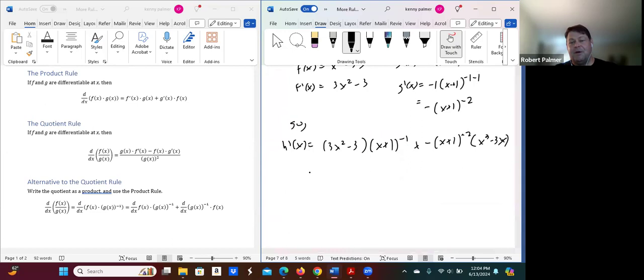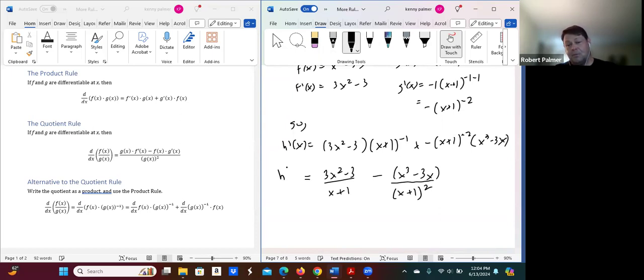Now, let's also get rid of our negative exponents and simplify this a bit. Okay? This is going to be (3x squared minus 3) over, let's put this back as a fraction, over x plus 1. And over here, we have a minus, so minus, our numerator is going to be x cubed minus 3x. We're going to have trouble writing small 3's. Over, and get rid of the negative exponent, that's going to be over (x plus 1) squared.